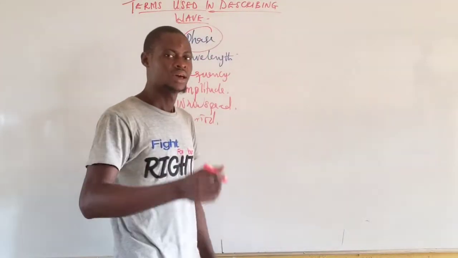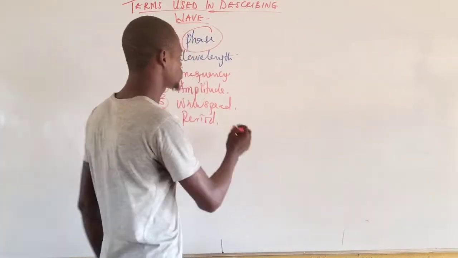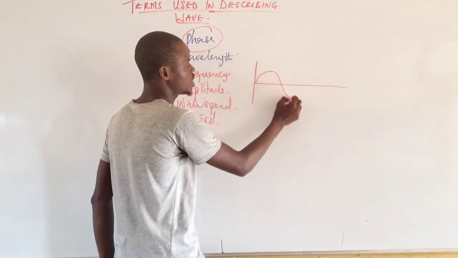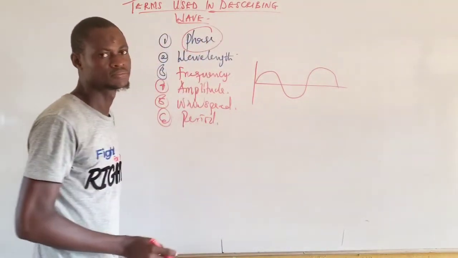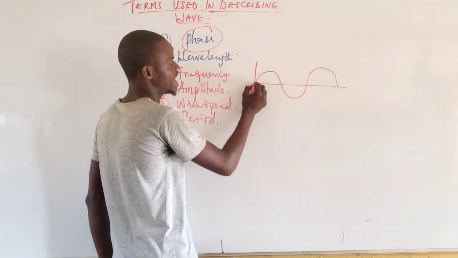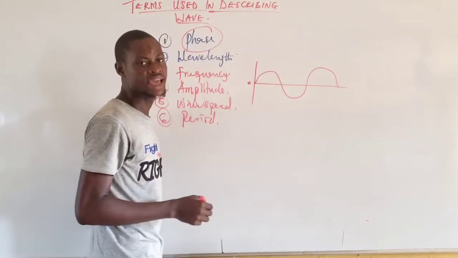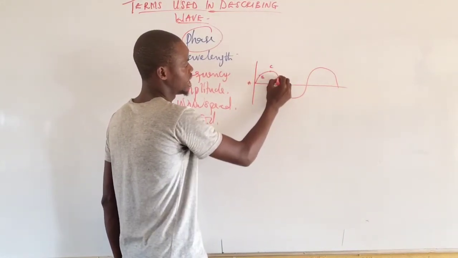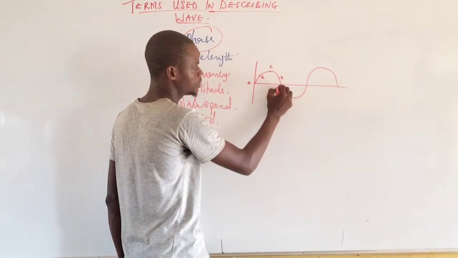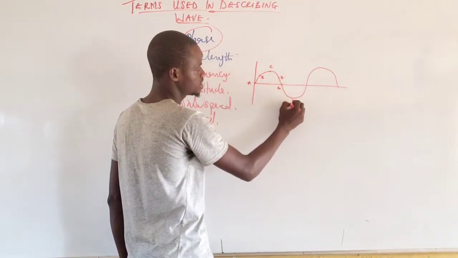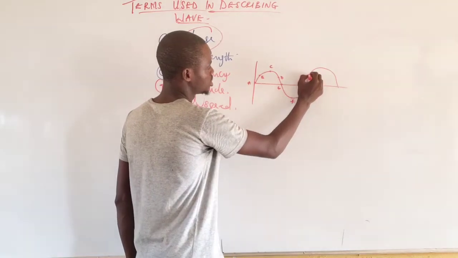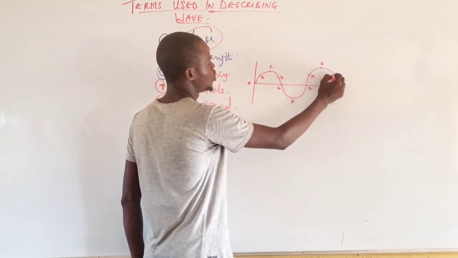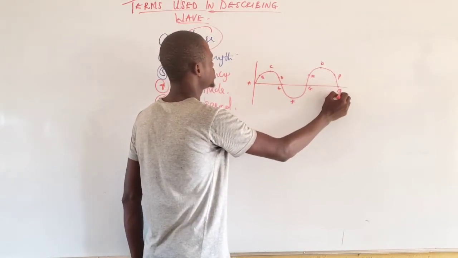The phase. I'm going to be describing this phase to you with a diagram. This is a diagram of a transverse wave traveling. I have the initial position here as point A, here as point B, here as point C, point D, point E, point F, point G, point M, and here I have point O, point P, and here should be point Q.